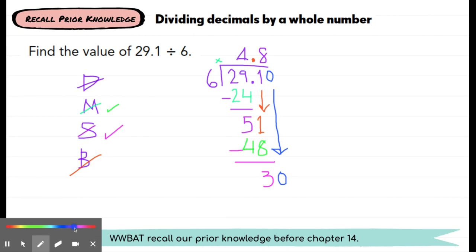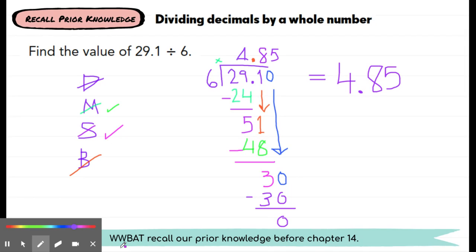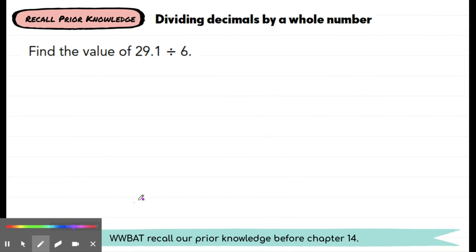Divide. 30 divided by 6 is 5, because 5 times 6 is 30. There is no remainder. So I'm done. 29.1 divided by 6 equals 4 and 85 hundredths, or 4.85. If you're still confused, you may start the video over, but if you're ready, we're going to move on.